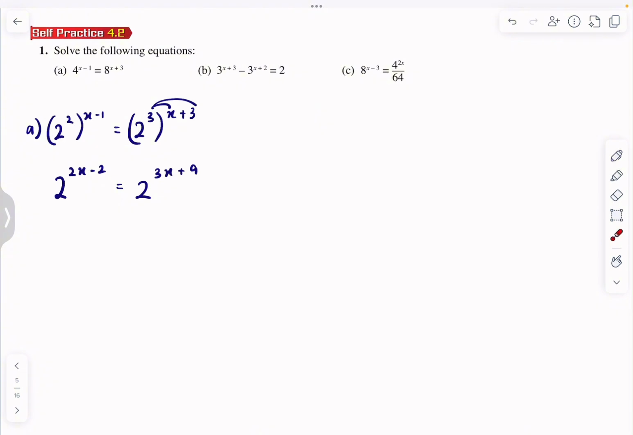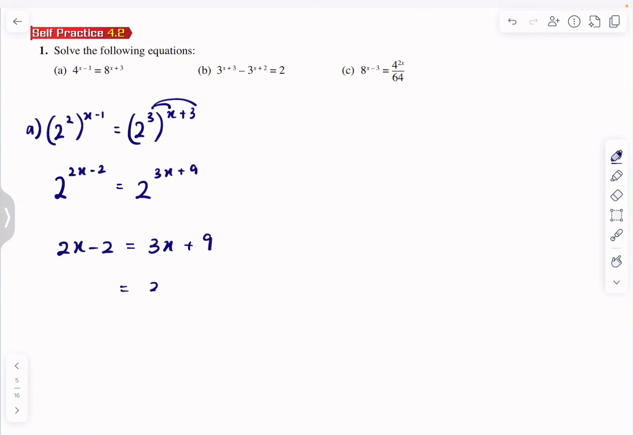Okay. Since they said this equals to this, and we have base 2, so we can conclude and say this must equal to this. So we can say 2x minus 2 must be equals to 3x plus 9. Then we try to make x the subject. So 2x you can bring over that side, 9 we bring over this side.